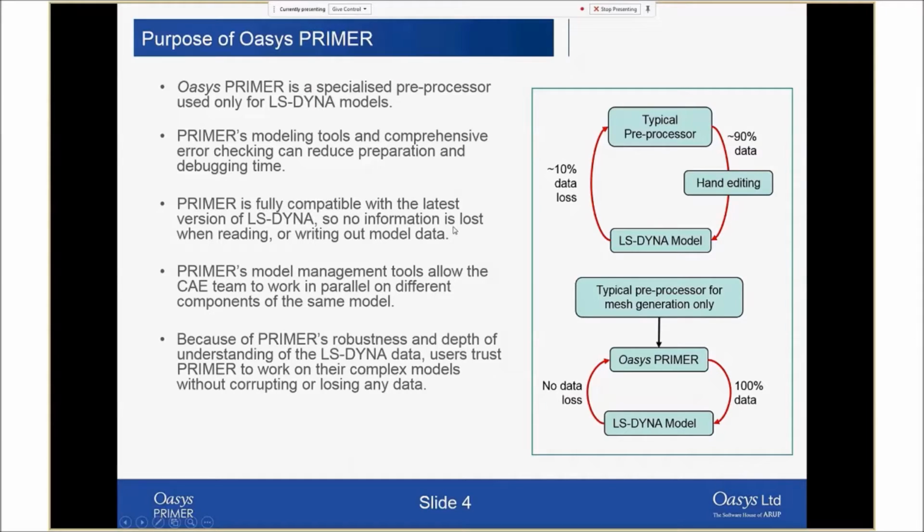So what's the purpose of Primer? Primer is a specialized preprocessor, so it's used only for LS-DYNA models. The tools and comprehensive error checking can reduce preparation and debugging time. It's fully compatible with the latest version of LS-DYNA, so no information is lost when reading or writing out model data. It's got model management tools that allow the team to work in parallel on different components of the same model. And because of Primer's robustness and depth of understanding of the LS-DYNA data, users tend to trust Primer to work on their complex models without corrupting or losing any data.